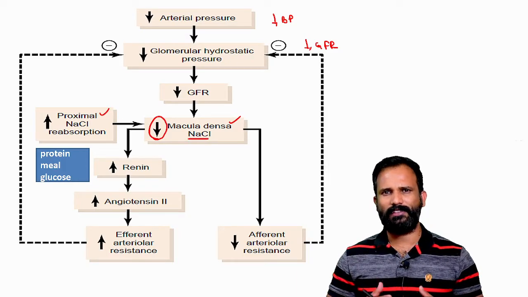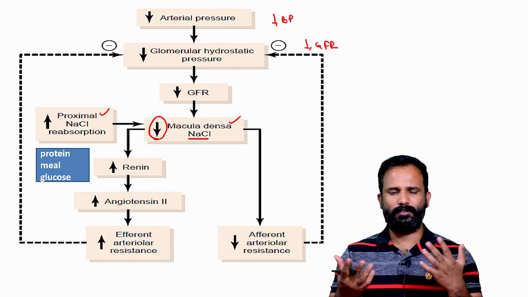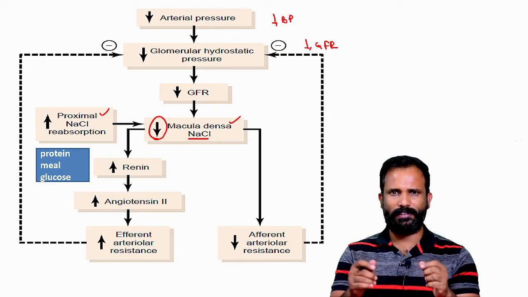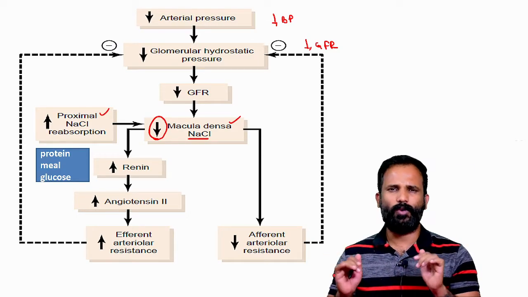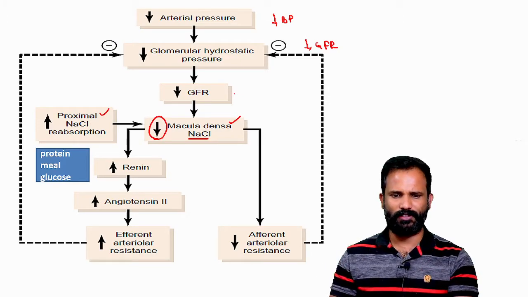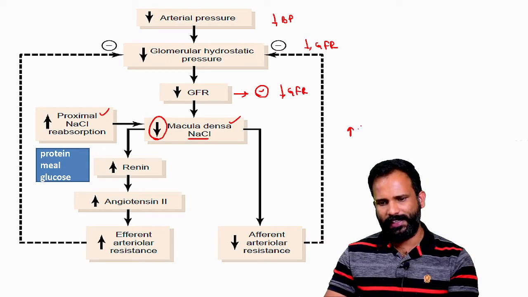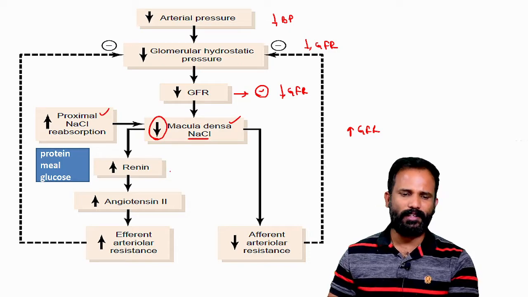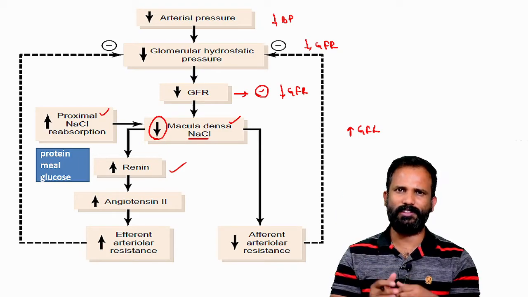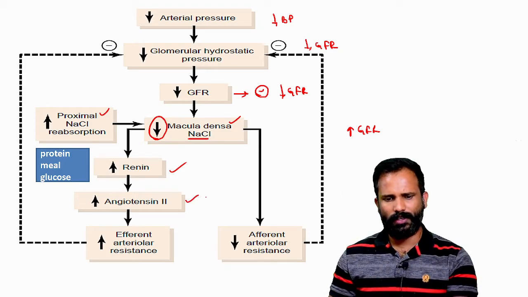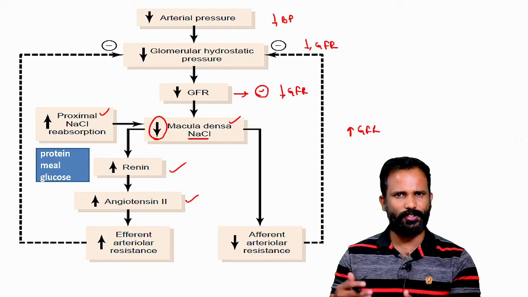Now the macula densa thinks that the body is having less sodium, and it also thinks that the GFR is lowered. Even if it is more reabsorbed, it thinks GFR is lowered. So what does it have to do? It has to increase the GFR. So it has to counteract this decreased GFR. We already know that macula densa activation activates juxtaglomerular cells that secrete renin, which acts on angiotensinogen to form angiotensin 1, and that is converted to angiotensin 2 by angiotensin converting enzyme.